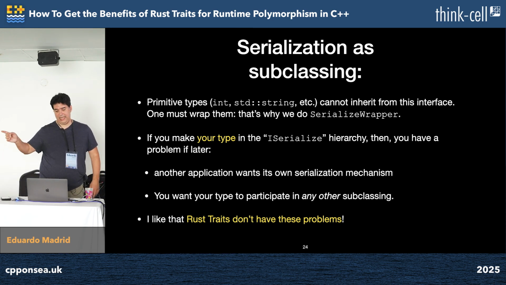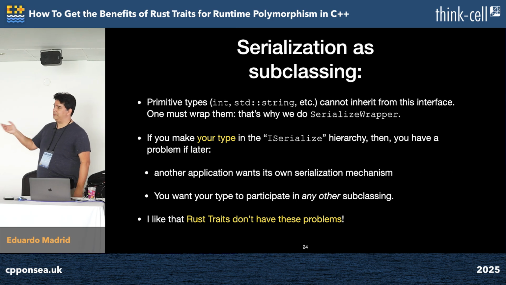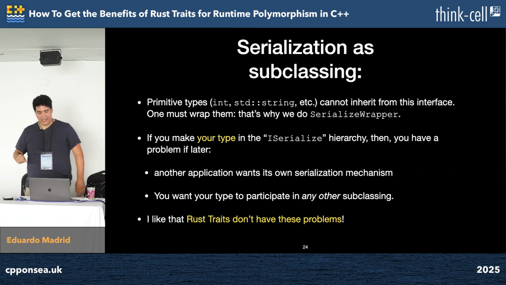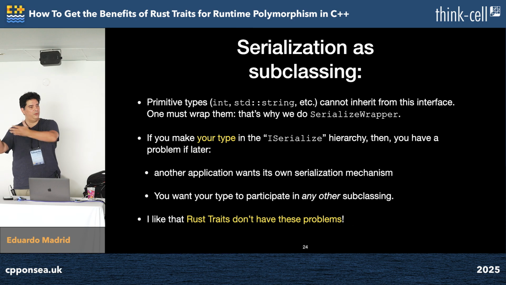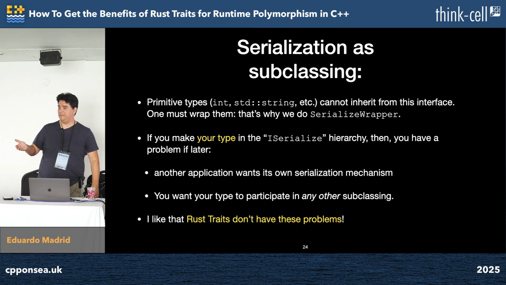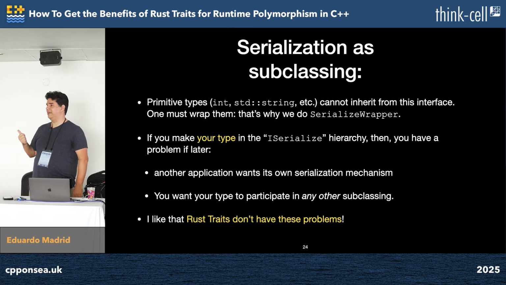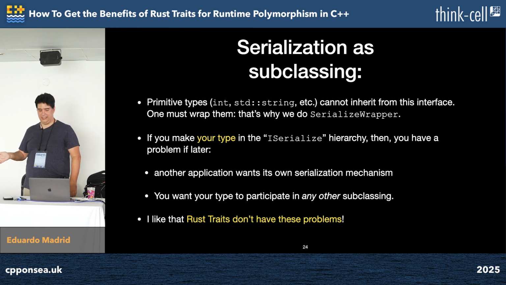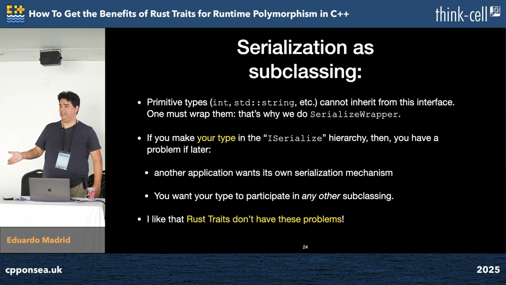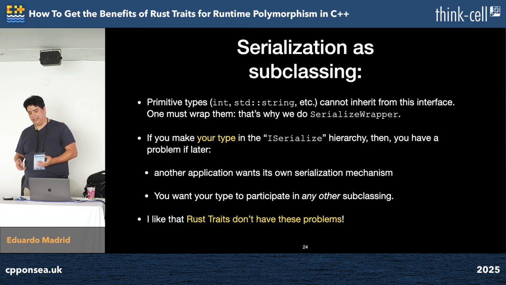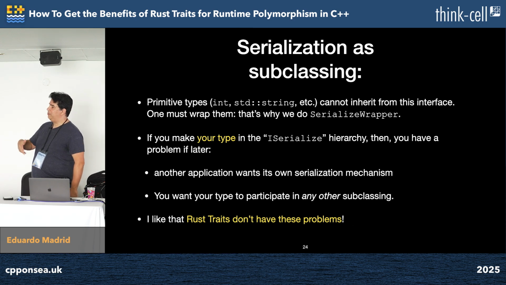Number one is another application wants its own serialization mechanism that is not the same as the one that you have. And so what are you going to do at that point? Probably you're going to have to wrap your own type using the wrapper for the other way of doing serialization, right? So having made your own type inherit from the serialization interface was no good in the end. You didn't accomplish anything. And the same problem happens if you want your type to participate in any other subtyping relation implemented as subclassing. So it doesn't scale, it's brittle, unstable.